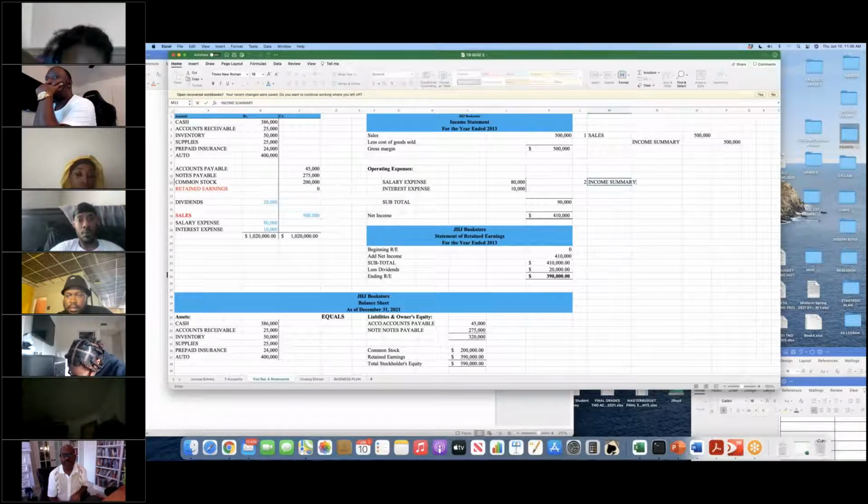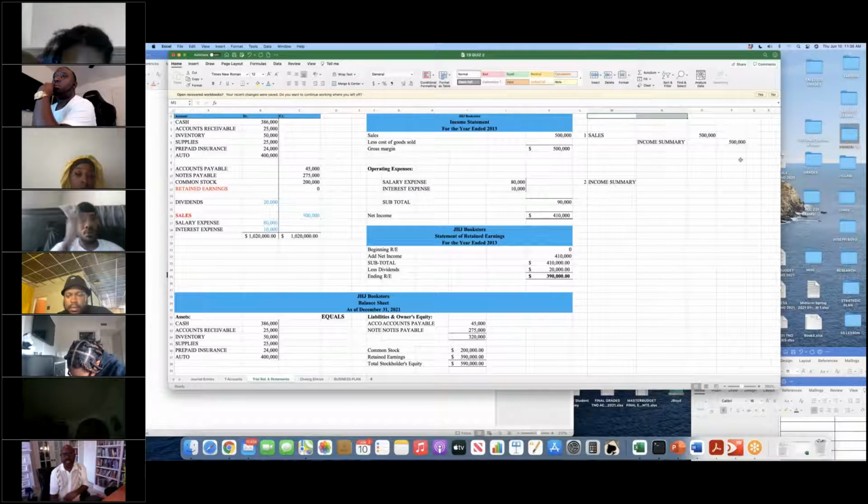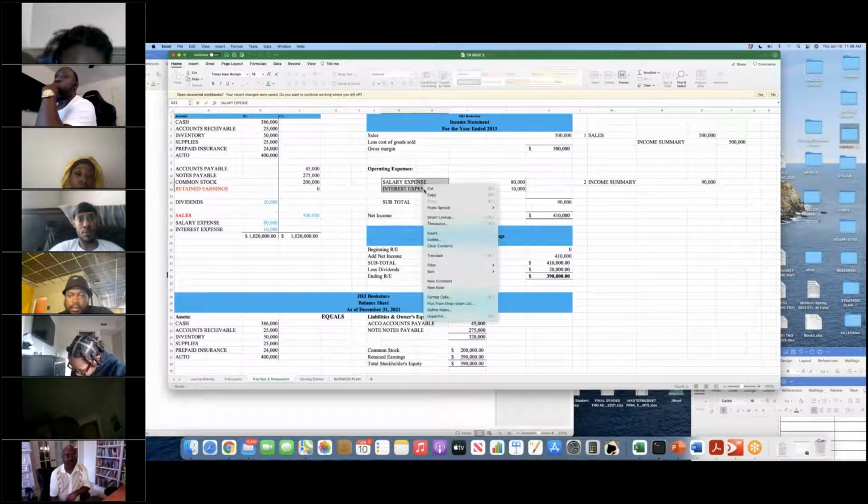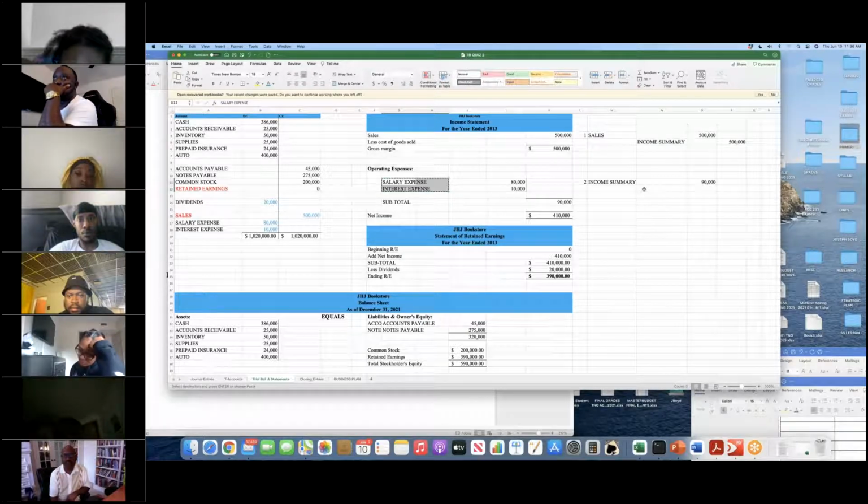It doesn't want to move. Okay, got it over. So we're going to debit income summary for the subtotal here of 90,000 total expenses. Then we're going to take these expenses and we're going to credit them. And so we'll take the 8 and 10.